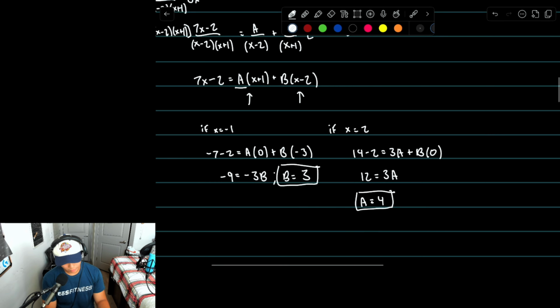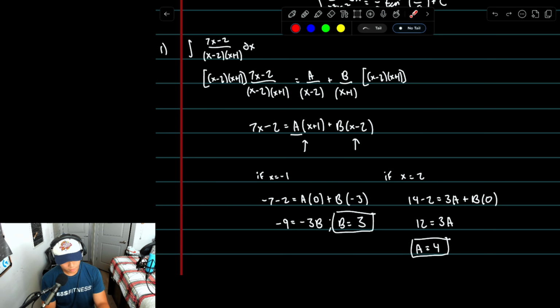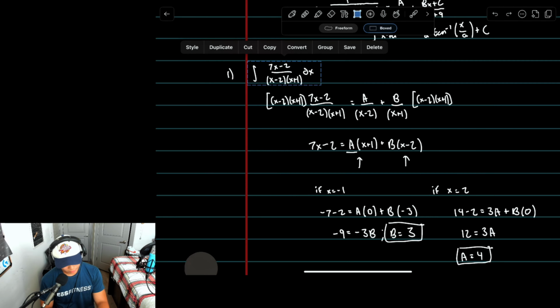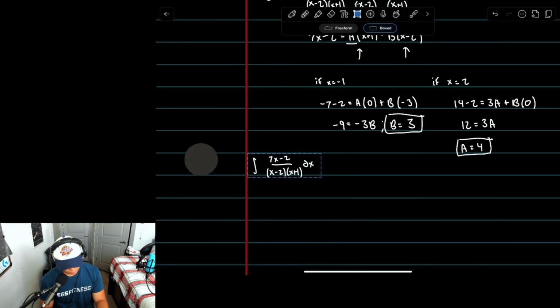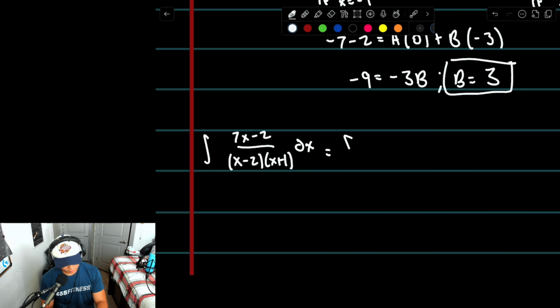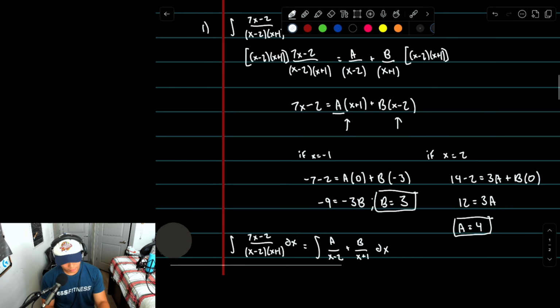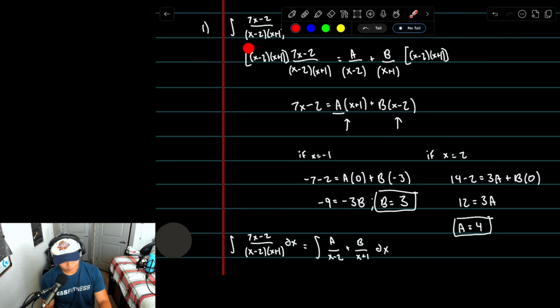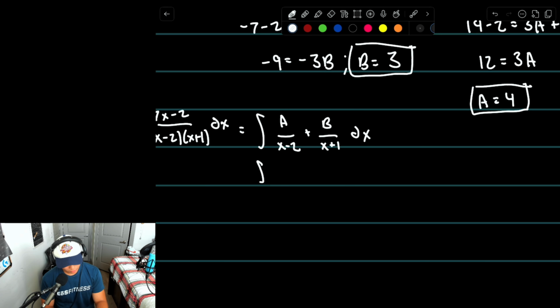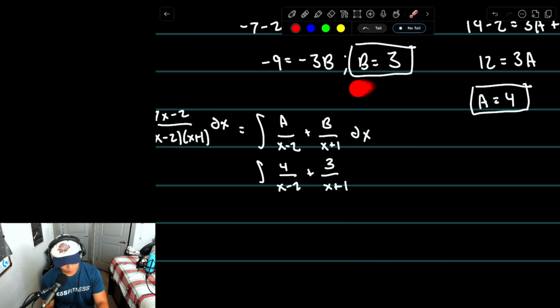So now you may be wondering, okay, we know these variables, but now what do we do? Well, since this over here is equal to this, we could just use this part and plug in what we know. So originally we had the integral of 7x minus 2 over x minus 2 times x plus 1, but now we could just set it to the integral of a over x minus 2 plus b over x plus 1 dx. Again, due to this fact over here. So now we could just plug in our values, which is 4 over x minus 2 plus 3 over x plus 1. All I did was just substitute this a and b with what we got over here.